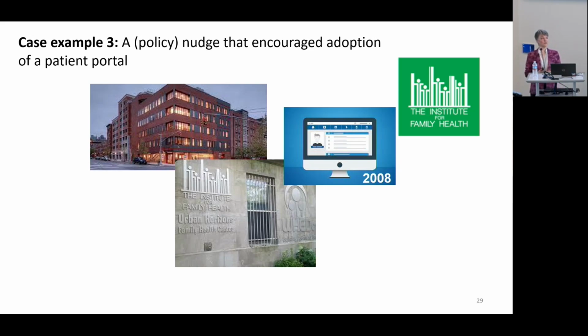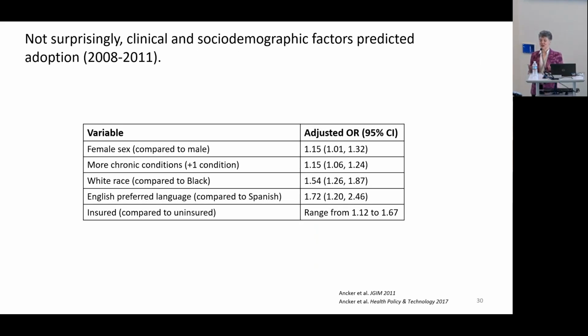And they very firmly came down on the side of it's our ethical responsibility to give patients access to their data. They may not all use it, but we have this responsibility. So, a very interesting organization. In 2008, they rolled out their electronic patient portal. And in 2011, I worked with them to do an analysis of their early adopters. And we found exactly what you can predict, which is there were clinical predictors of use, but there were also socio-demographic predictors of use that were concerning.